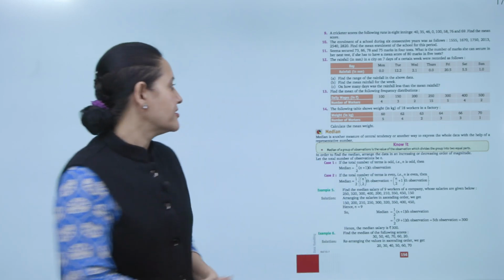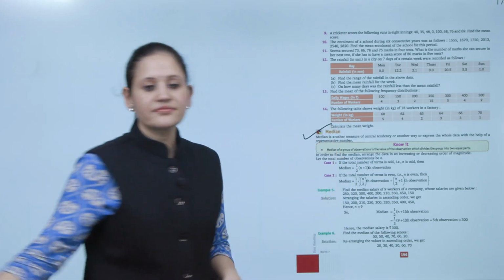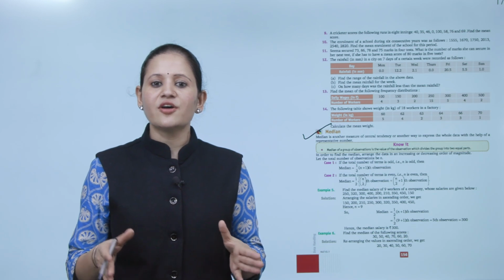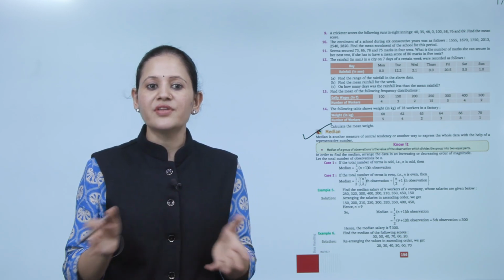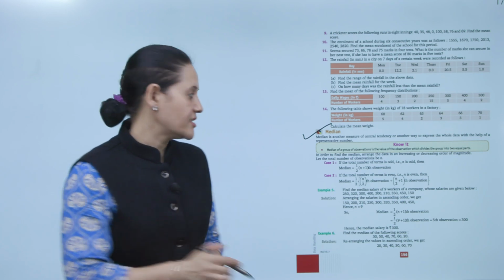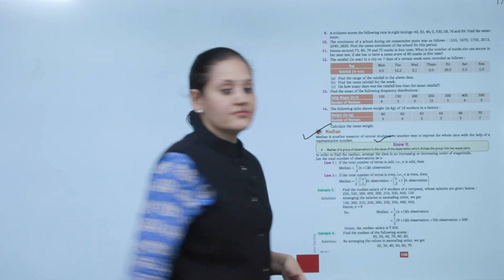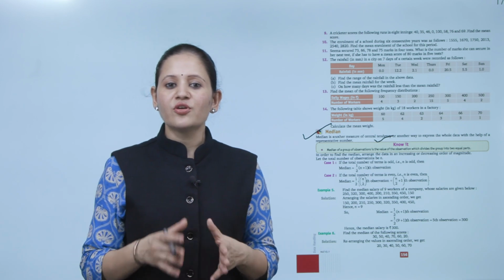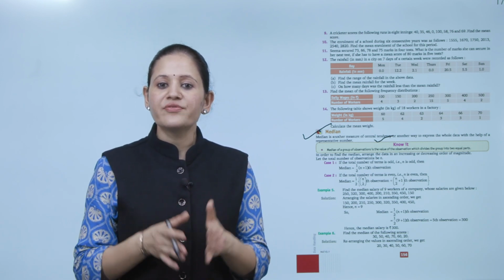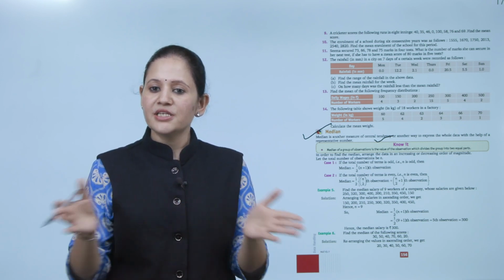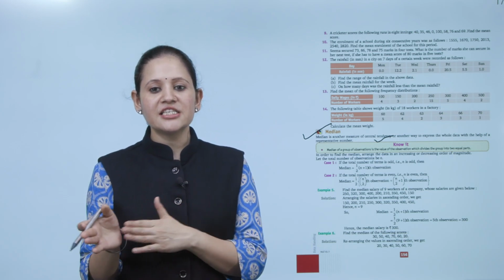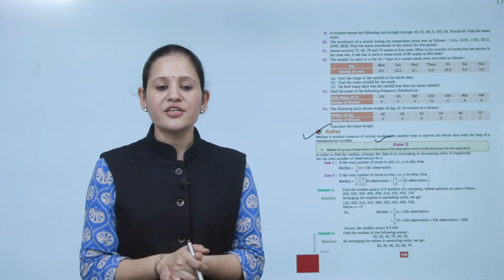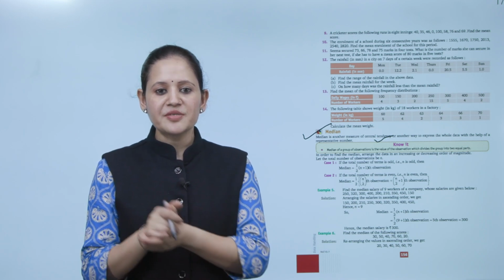Next is median. Median is another measure of central tendency, or another way to express the whole data with the help of a representative number. Know it. Median of a group of observations is the value of the observation which divides the group into two equal halves. In order to find the median, arrange the data in increasing or decreasing order of magnitude. Let the total number of observations be n.